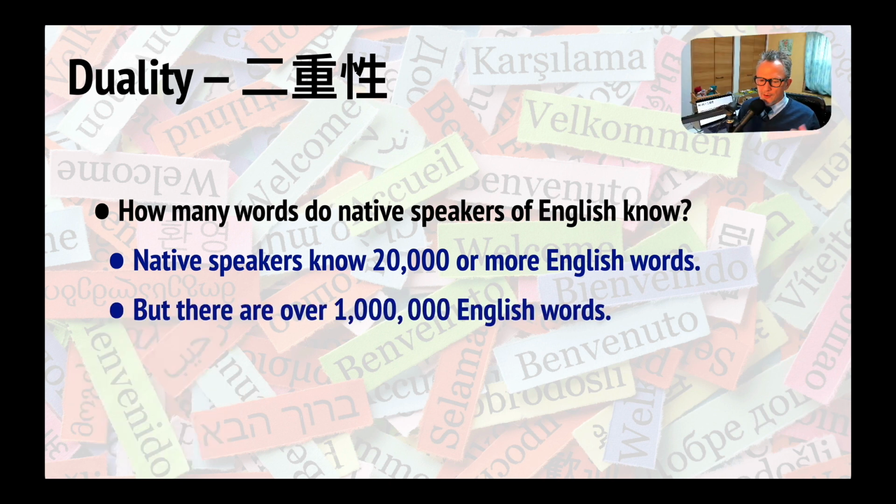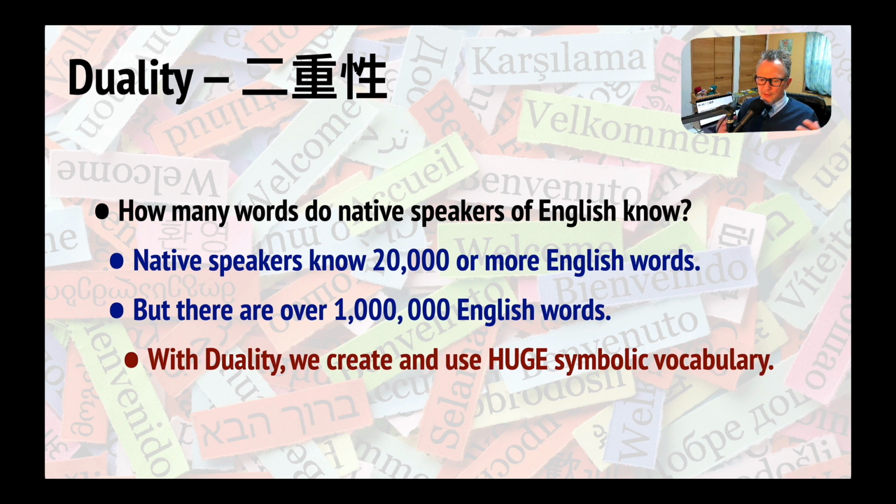But there are probably over 1 million words in English, depending on how you count them. So with duality, it gives us the ability to take meaningless little sounds, put them together in many different variations, and create a huge vocabulary, right? So that's the idea of duality. Take meaningless sounds, combine them together in different patterns to create words. And so we call this duality or nijusei. So that's one idea of a design feature of language.